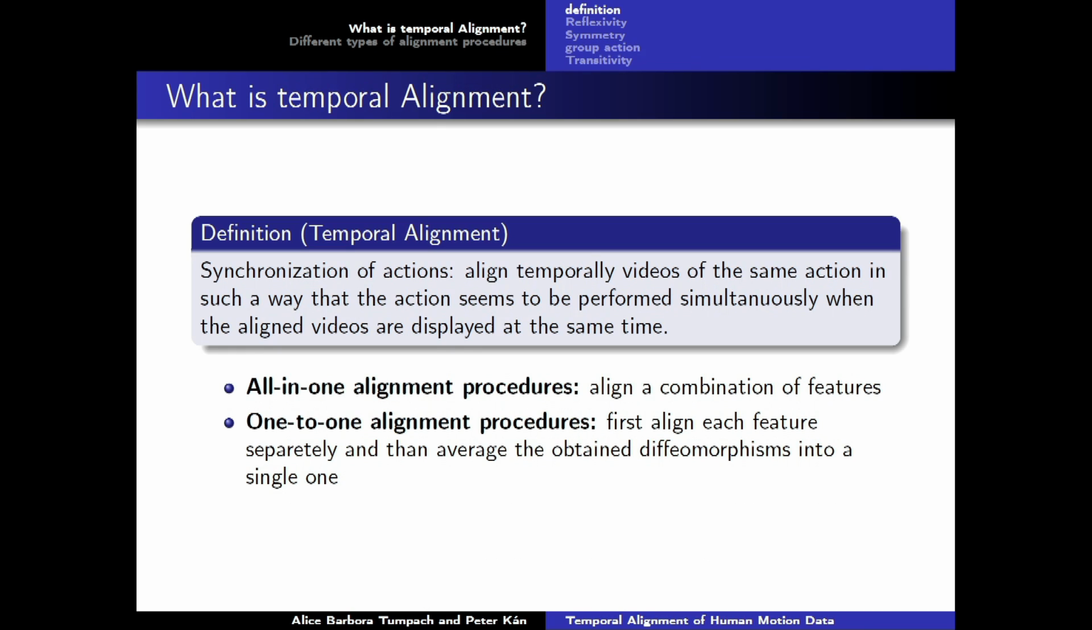The task is to synchronize action. You have two ways of performing one action, and you want to synchronize them temporally. That's what we call temporal alignment in this setting. There are many ways to do this, and you can use features of the movement to align them. You can align a combination of features all in one, or align feature by feature, and then obtain an average reparametrization of your motion, or diffeomorphism for those who are mathematicians in the room, that takes into account all alignments of features separately.